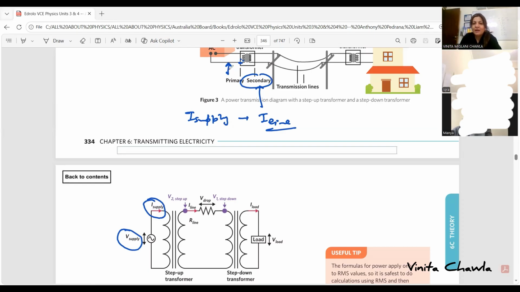Now, the V supply, this V supply that is generated in the generator, when this V supply passes through the step up transformer, its value will change as well.